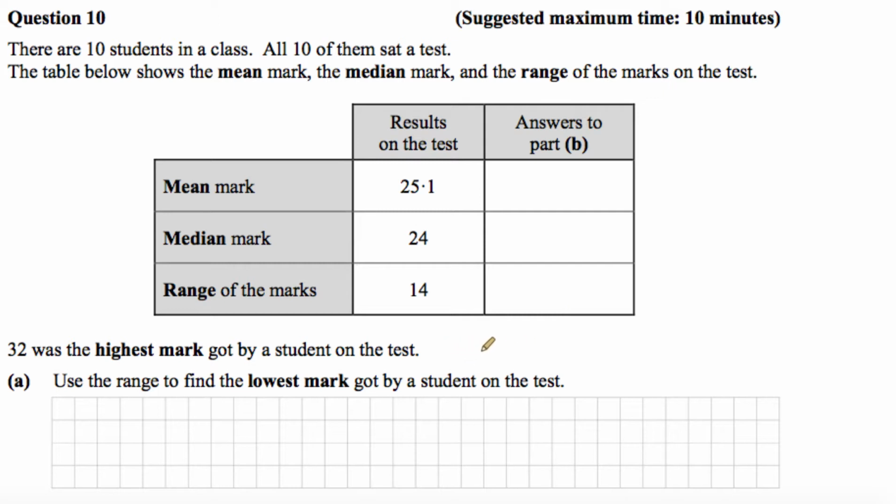Part A says use the range to find the lowest mark got by a student on the test. Okay, well the range is the highest value, subtract the lowest value. So we know that the highest value is 32. So if we subtract the lowest value, which we can call x, we know the answer is 14 because it tells us the range is 14. So what do we subtract from 32 to get 14? Well, the answer to that is 18. So the lowest mark is 18.